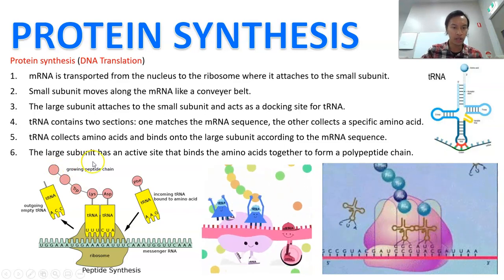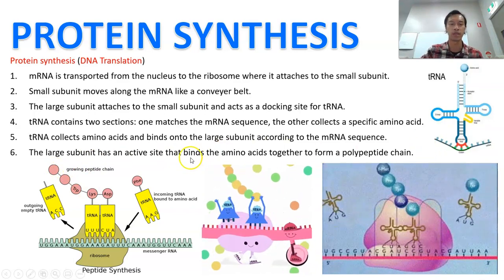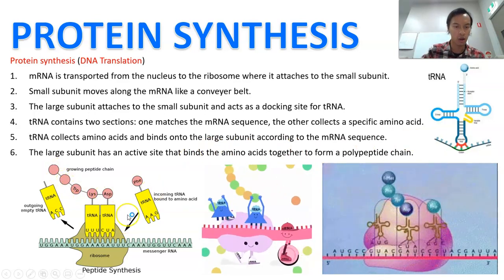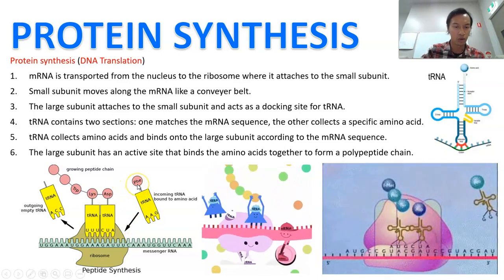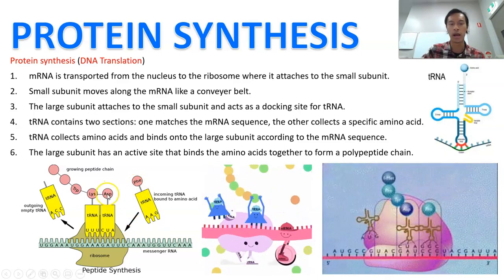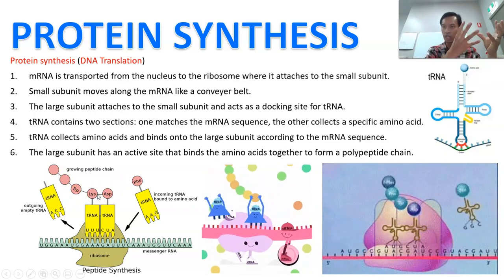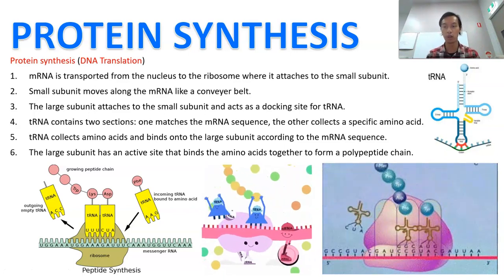The large subunit then has an active site that binds the amino acids together to begin to form this polypeptide chain. So there is the polypeptide chain, and every time a new one comes along and attaches, it's going to bind that molecule of amino acid there to that molecule of amino acid there, forming a polypeptide chain, which then gets folded into a protein, which your body then uses. And that's how your body makes protein molecules.